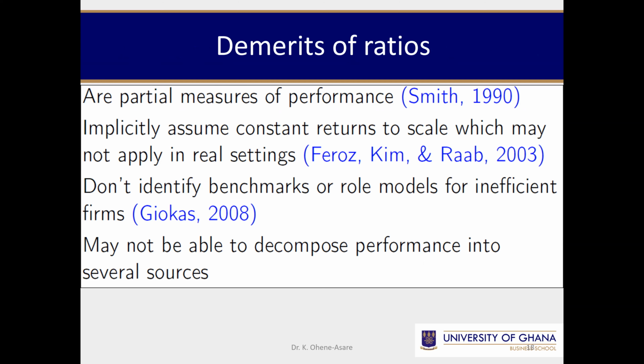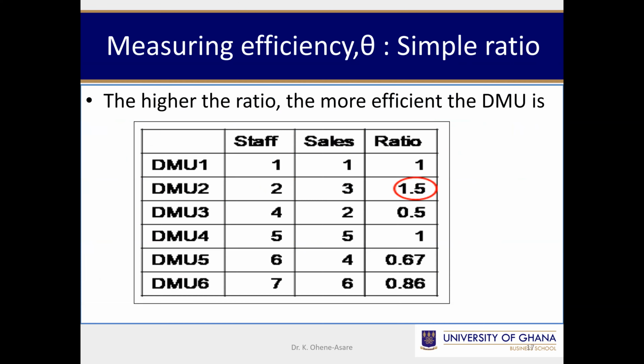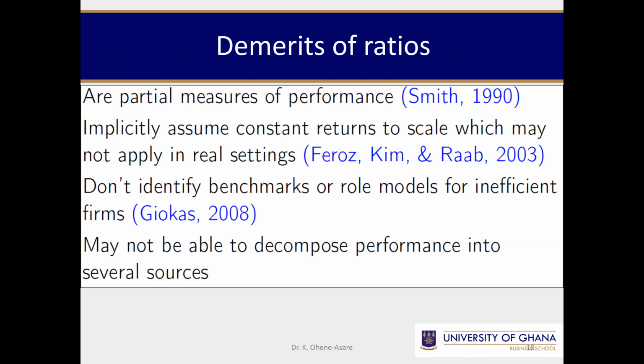One of the problems is that this analysis is partial. First of all, why is it partial? It's partial because there is only one input and one output, but life is not one input and one output. Life is multiple inputs, multiple outputs. Smith, and these papers, I want you to please go and download them and use them. Smith's 1990 paper explains this in simple language.